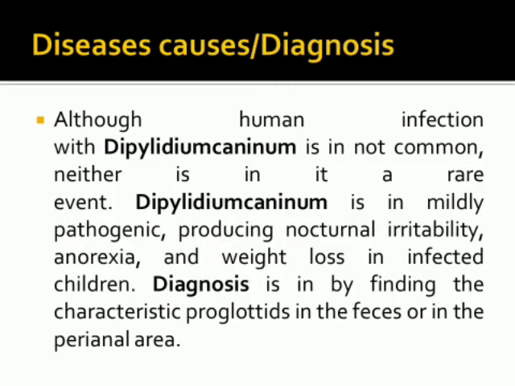Disease causes and diagnosis. Although human infection with Dipylidium caninum is not common, neither is it a rare event. Dipylidium caninum is mildly pathogenic, producing nocturnal irritability, anorexia, and weight loss in infected children. Diagnosis is by finding the characteristic proglottids in the feces or in the perineal area.